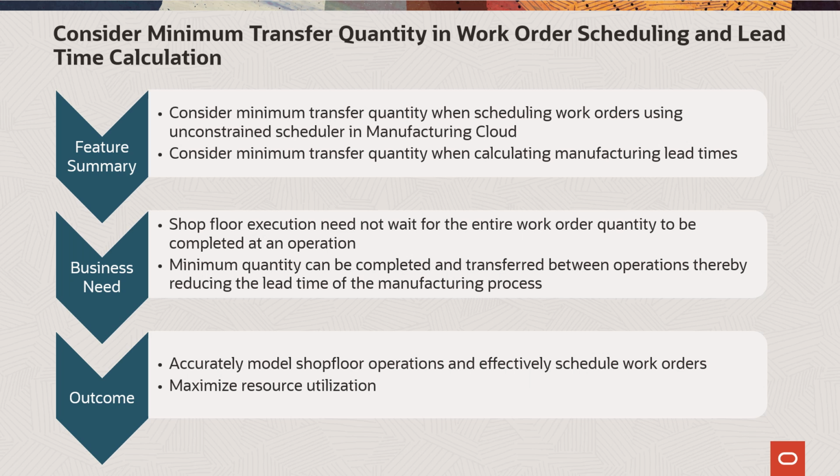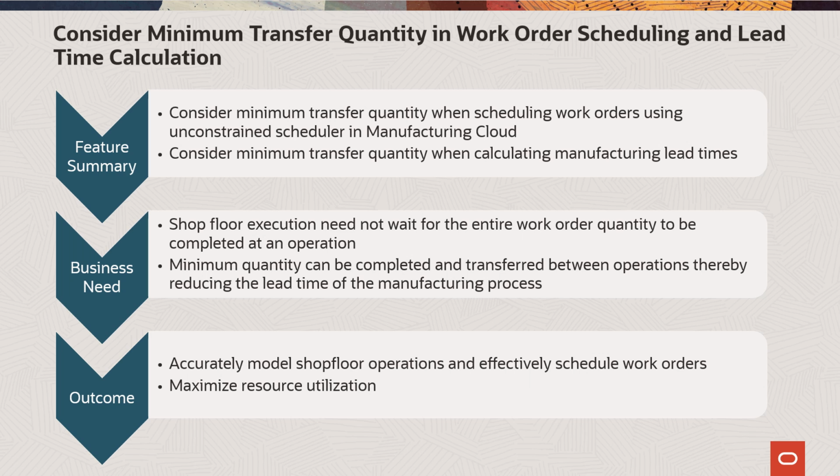Minimum transfer quantity, also known as MTQ, represents the minimum quantity that must be processed at a given production operation before it can be transferred to the next operation. The minimum transfer quantity was introduced in 24B update, where this value can be captured at the work definition header and used in production scheduling mode.